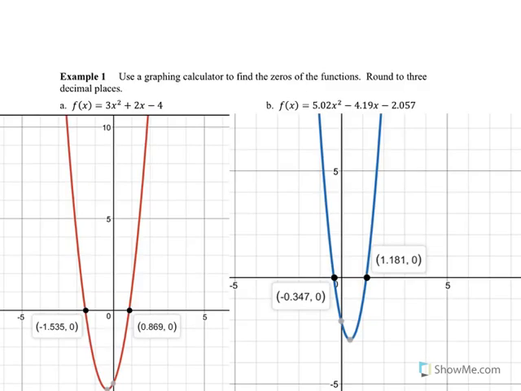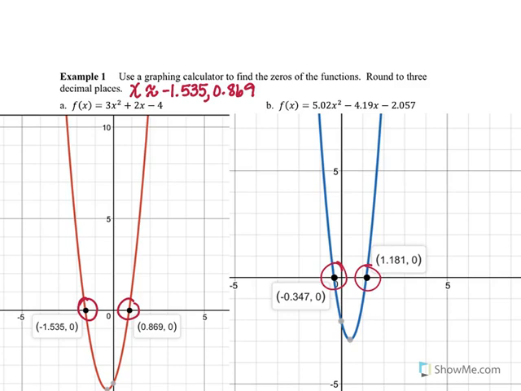So let's use a graphing calculator to find the zeros of the functions and round to 3 decimal places. So for a and b here, I plugged them into Desmos and I found the 2 locations at which it crossed the x-axis. So when I graphed 3x squared plus 2x minus 4, I found that our graph crossed the x-axis in 2 locations. So our solutions to this first problem are x is approximately negative 1.535 and 0.869. When I graphed my second one, I also see I have 2 solutions.